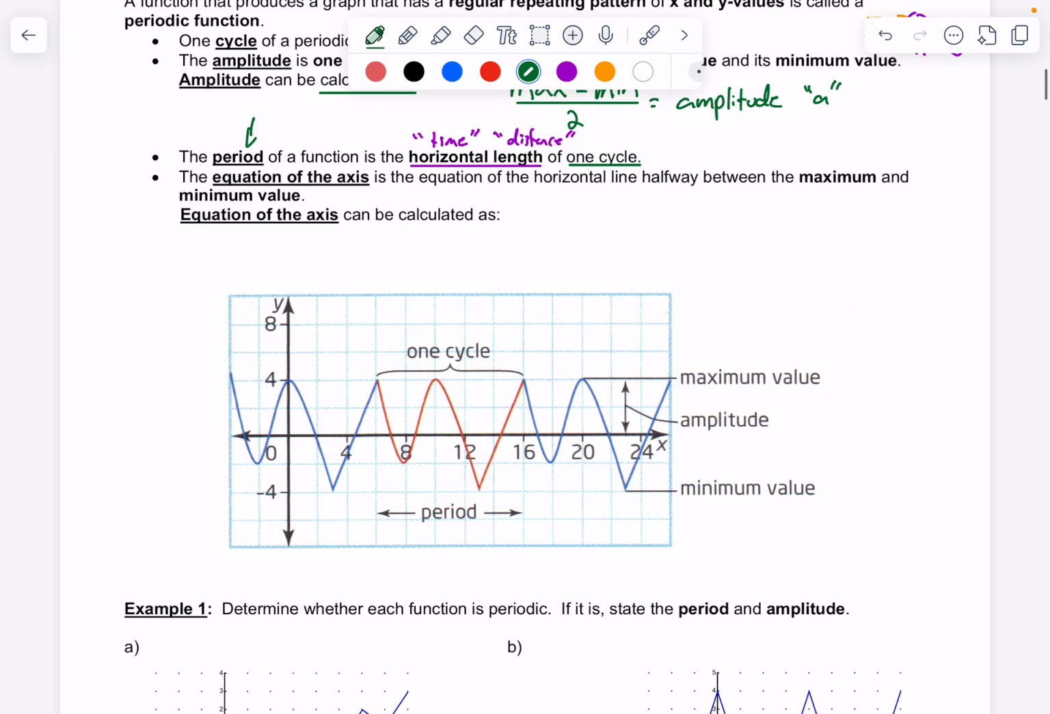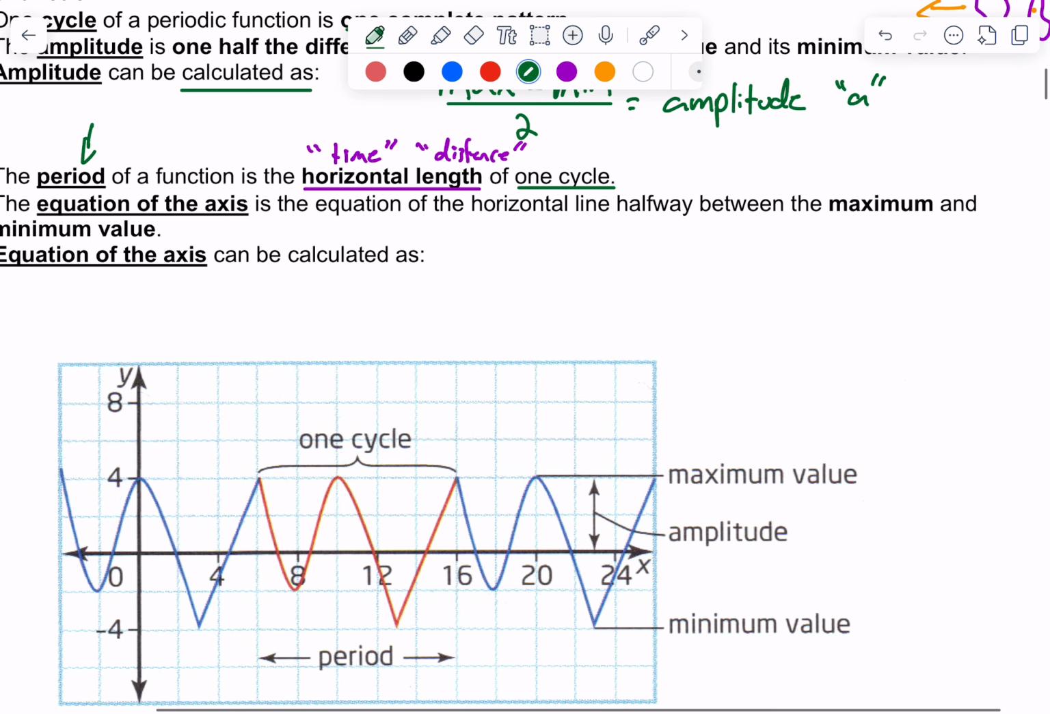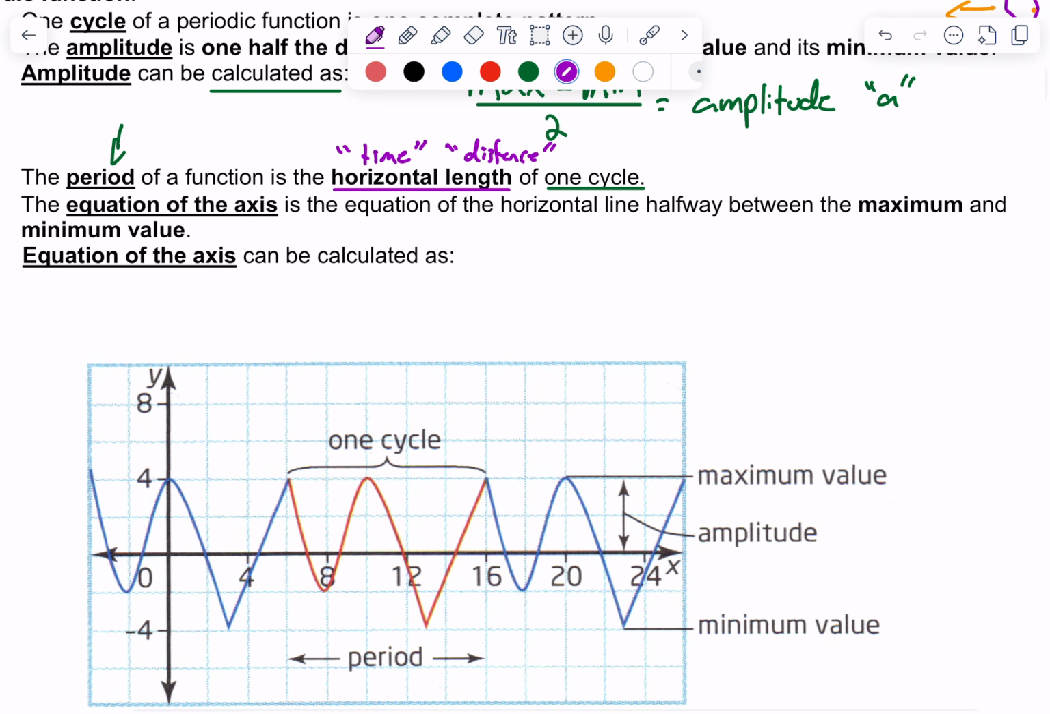And then the last terminology that we want to cover here is the equation of the axis. Think of it as similar to the quadratic unit where we had the equation of the axis of symmetry, right? The equation of the axis is the horizontal line that cuts halfway between your maximum and minimum values. So you calculate it very similar to your amplitude, with the key difference, as I write it out here, being the plus in between them, okay?